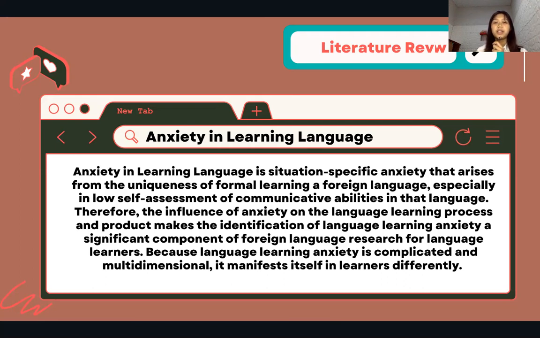Therefore, the influence of anxiety on the language learning process and product makes the identification of language learning anxiety a significant component of foreign language research for language learners, because language learning anxiety is complicated and multi-dimensional. It manifests itself in learners differently.